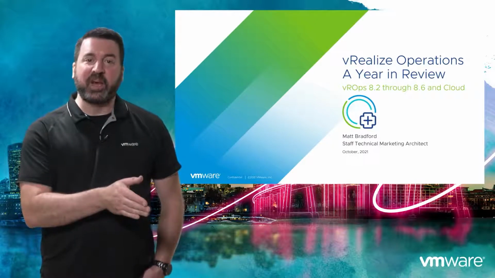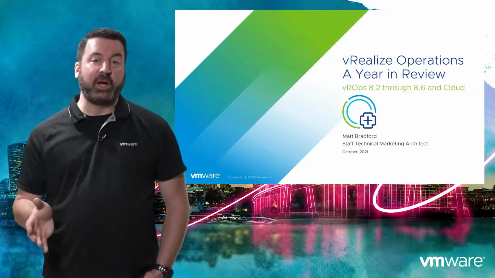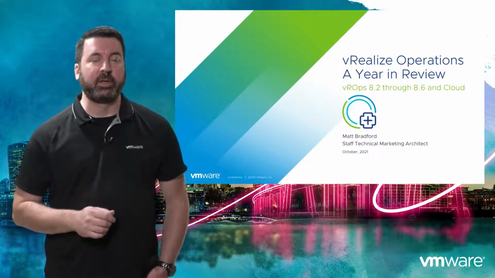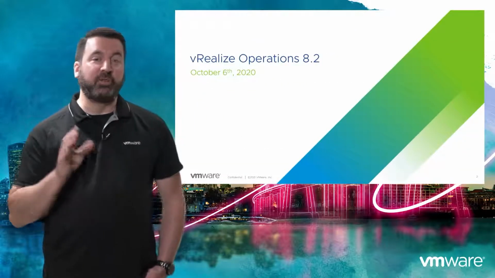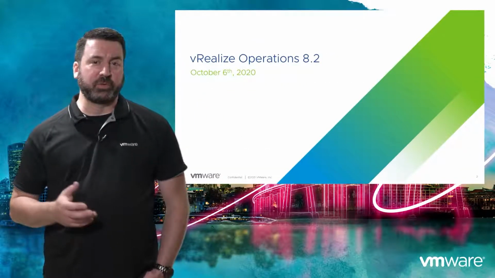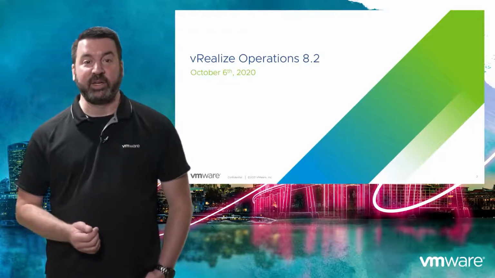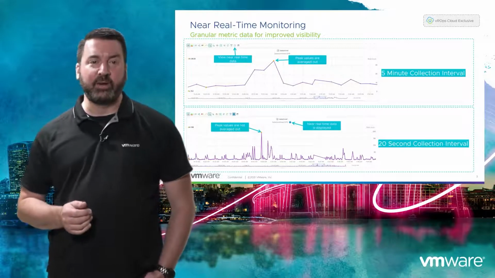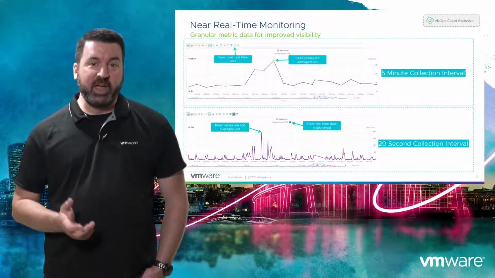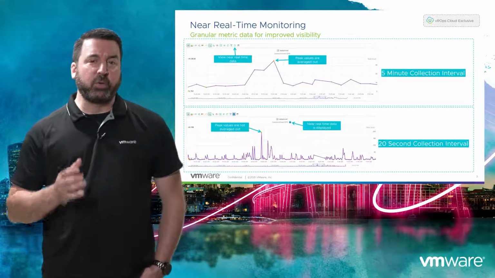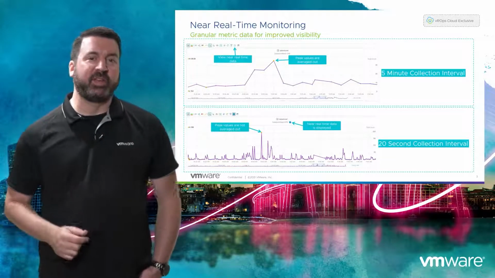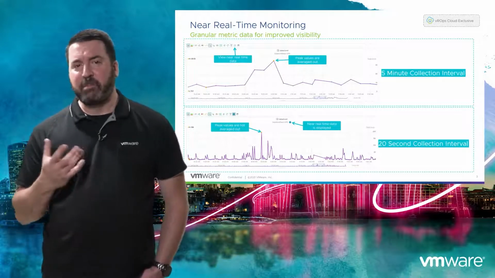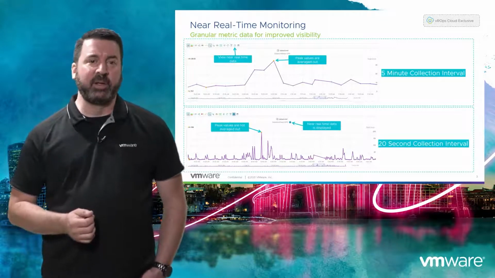Now, since vRealize Operations and vRealize Operations Cloud are released in lockstep, we're going to go ahead and review the features for both. Now we'll start with vRealize Operations 8.2, which was released back in October of 2020. And perhaps one of my favorite features that we introduced in vRealize Operations Cloud is near real-time monitoring. This allows us to get very granular with vSphere metrics, all the way down to 20-second intervals, to be able to try to catch any sort of highly transient events that might otherwise end up getting averaged out.